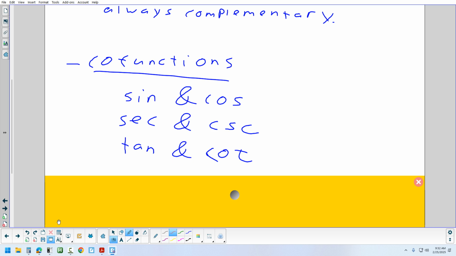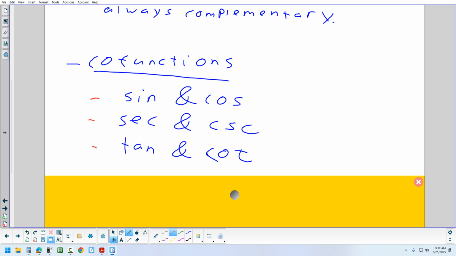Okay, so we've paired these up as reciprocal functions before, flipping one to get the other. Now we're pairing them as cofunctions. It's a little different. Except tangent and cotangent, yes, those are reciprocal functions and cofunctions. They're both. But they're the only pair that are both. Any questions on those three pairs of cofunctions?